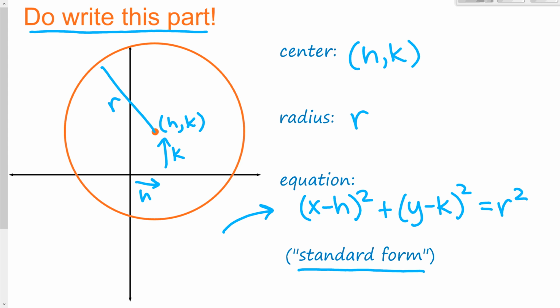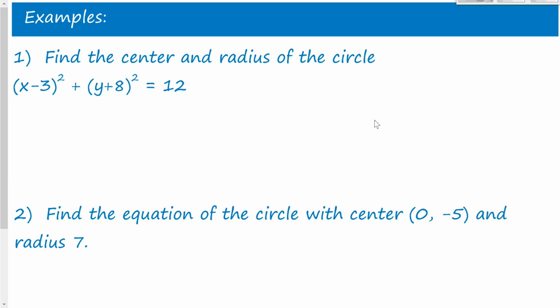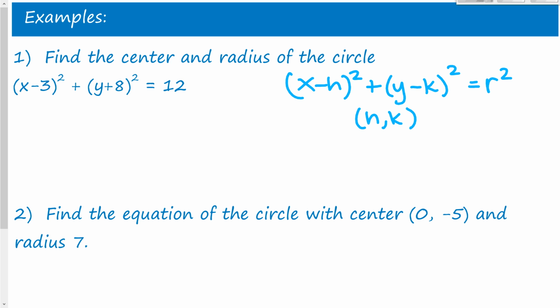Now let's do some examples. Okay, number 1, find the center and radius of the circle. Remember the equation, (x minus h) quantity squared, plus (y minus k) quantity squared equals r squared, where h, k is the center. r is the radius.